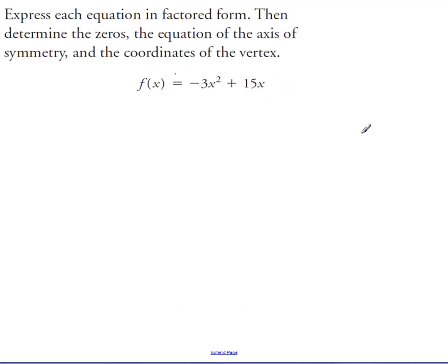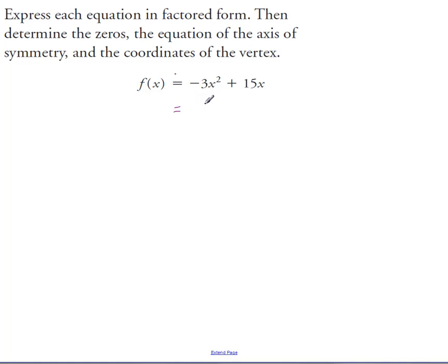Here's one that says, express each equation in factored form, then determine the zeros, so our x-intercepts, the equation of the axis of symmetry, and the coordinates of the vertex. So the previous question we did, we had one that started out in factored form. This one does not start out in factored form, so we're going to need to take care of that. So let's first see what we can factor out.